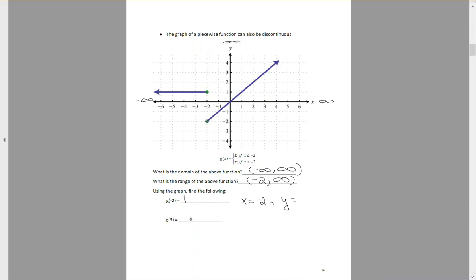For g of 3, I'm asking when x is 3, what's the corresponding y value? So I come over here to 3, I go up, and the y value corresponds to 3. So when x is 3, y is 3. These are my answers right here.